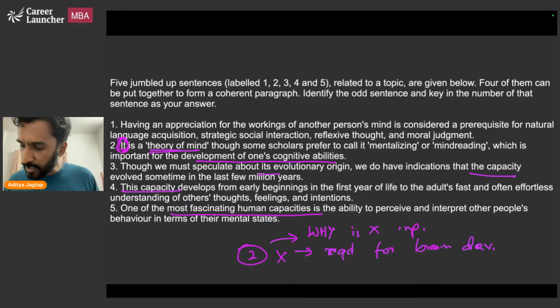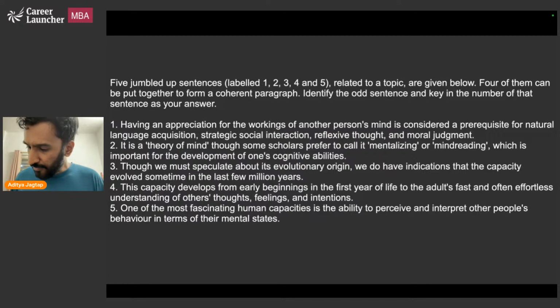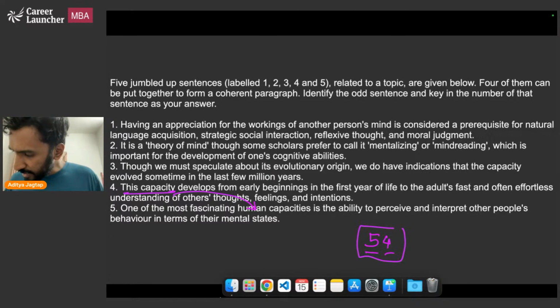1 says having an appreciation for the workings of another person's mind is considered a prerequisite for natural language acquisition, etc., etc. So knowing what the other person is thinking is important for learning languages, right? That is what the author is talking about. So let's say we find a mandatory pair like 5 4. This capacity has to refer to this capacity here, and this is the only way to arrange these sentences. We know that sentence 3 is also talking about this capacity, possibly here. We can't really be too sure of this.